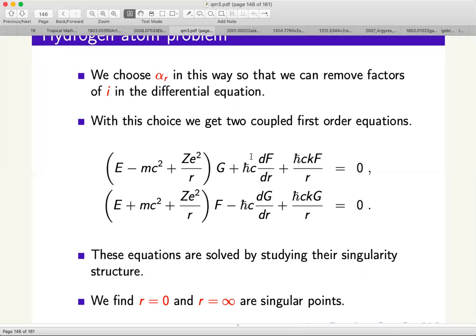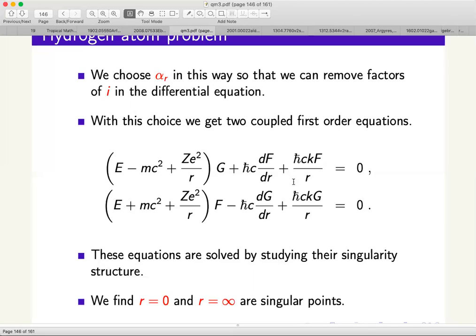Contrast this with what you would do at r equals infinity. Now for r equals infinity, as I told you, you substitute r equal to 1 over rho, and then you get a rho squared df by d rho kind of stuff, and you divide the whole thing by rho squared. Then what you get is an expression like this. You get (e minus mc squared) upon rho squared plus ze squared upon rho, and the whole thing is multiplied by g, h bar c dg by d rho plus h bar c k f upon rho. That is the expression that you would end up with.